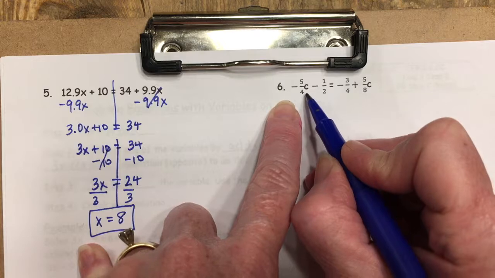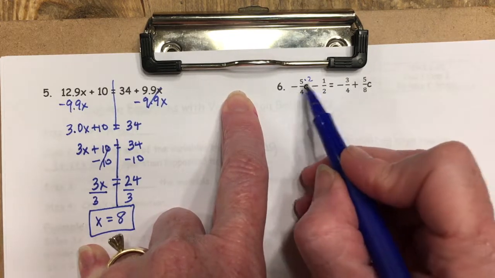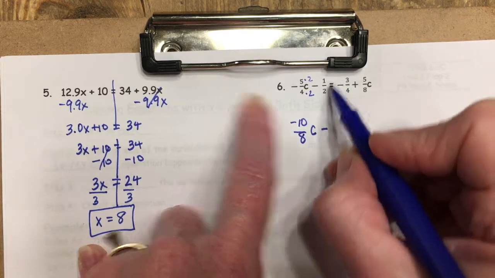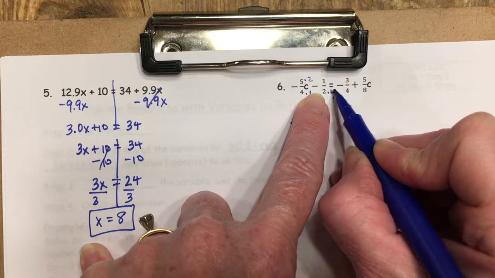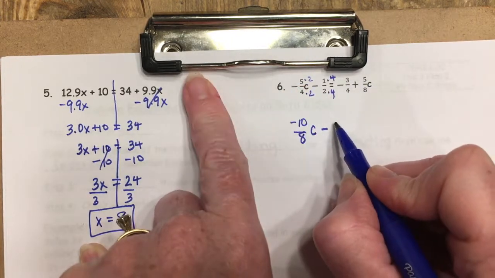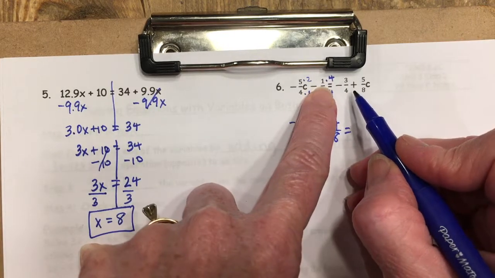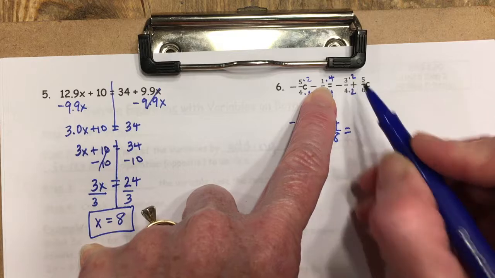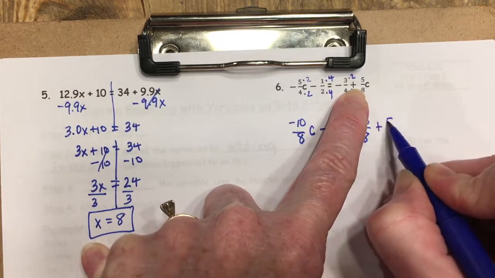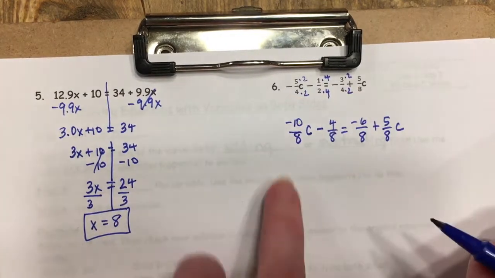If I want to change 4 into 8, I have to multiply it by 2. So I need to do that to the top as well. So negative 5 times 2 is negative 10 over 8c. Over here, if I want to change the 2 into 8, I have to multiply by 4. So minus 1 times 4 is 4 over 8 here. And then I have a negative 3/4, so I need to multiply that one by 2. It gives me a negative 6 over 8. And this one's already 8, so I don't have to change it. So all I did was find the common denominator of all of these.